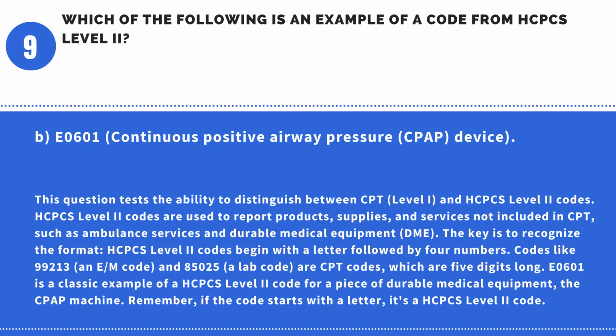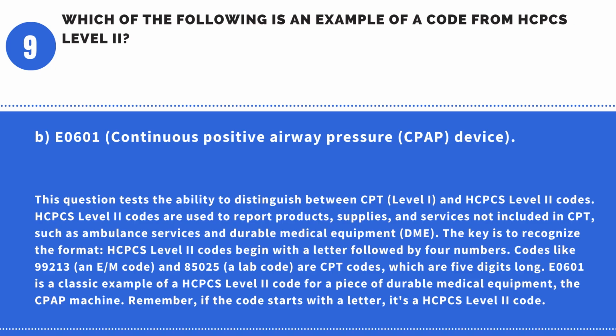Answer: B. E0601, continuous positive airway pressure, CPAP, device. This question tests the ability to distinguish between CPT Level 1 and HCPCS Level 2 codes. HCPCS Level 2 codes are used to report products, supplies, and services not included in CPT, such as ambulance services and durable medical equipment, DME.